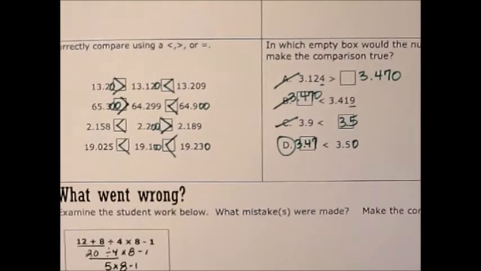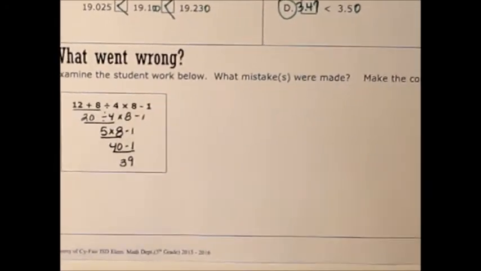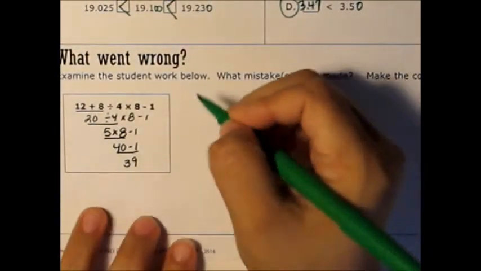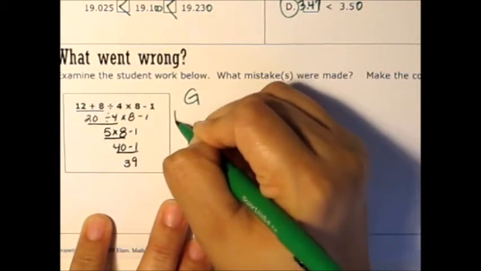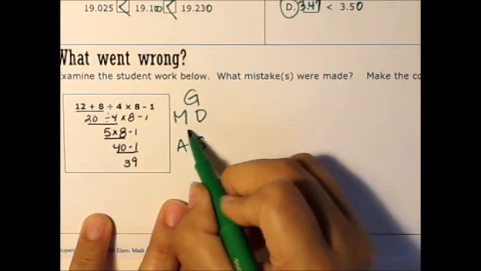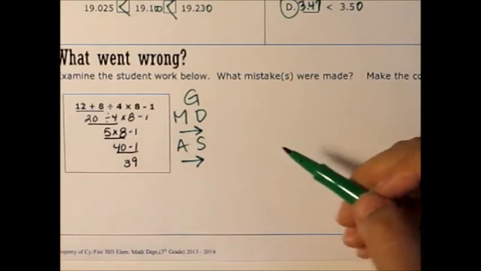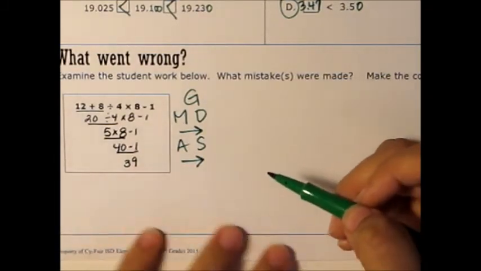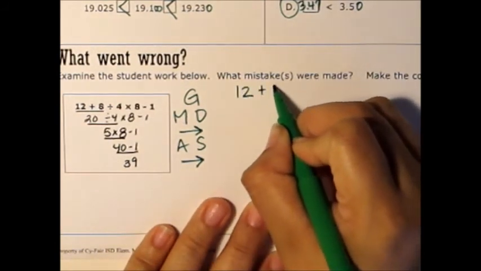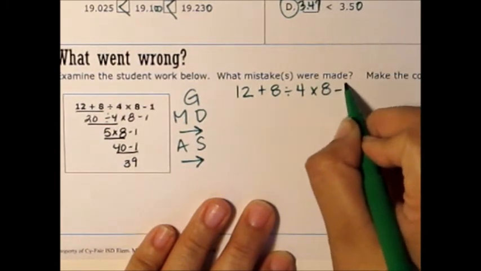Okay, now today we look at what went wrong. And that is going to be an order of operations problem. So the first thing I need to do is write groovy math dudes or divas always shine. And remember, we work our way from left to right. And in order for us to figure out what went wrong, let's just do our problem on our own. So we have to rewrite it. 12 plus 8 divided by 4 times 8 minus 1.